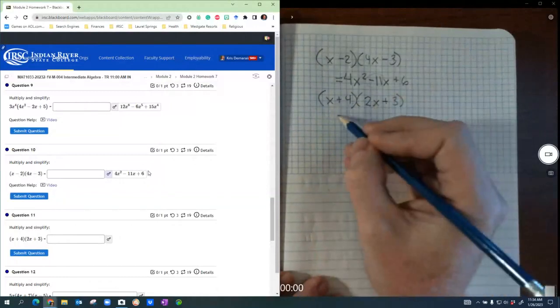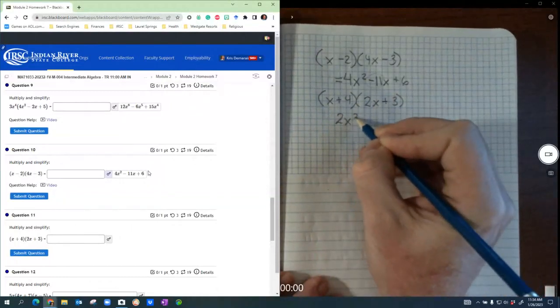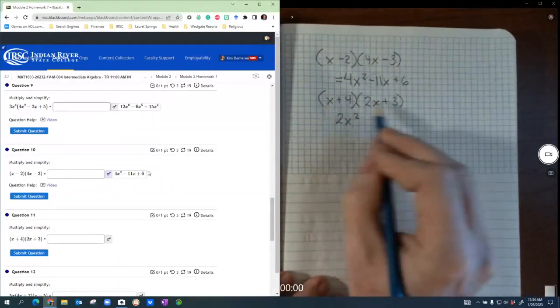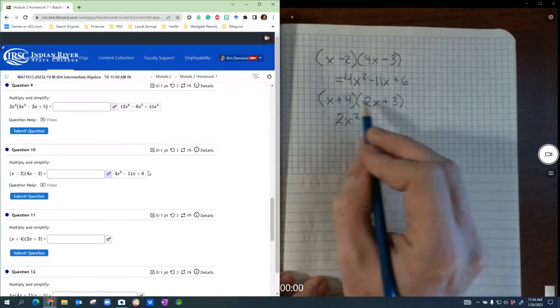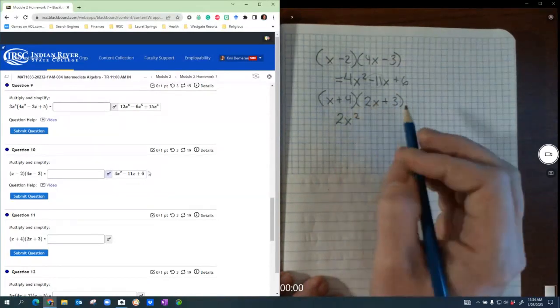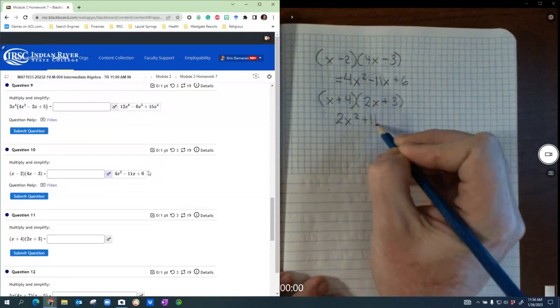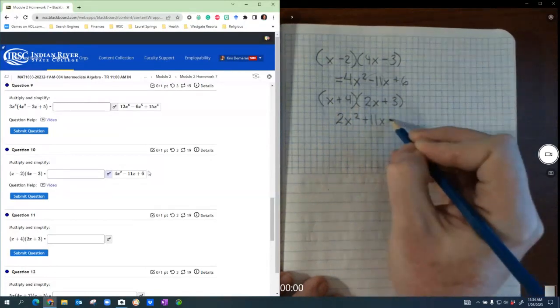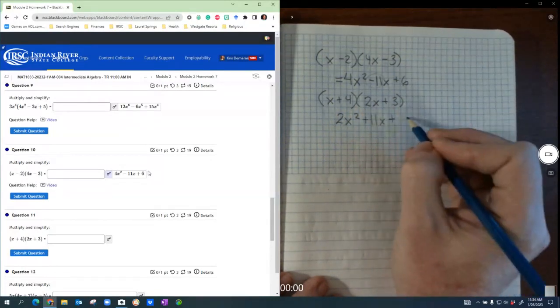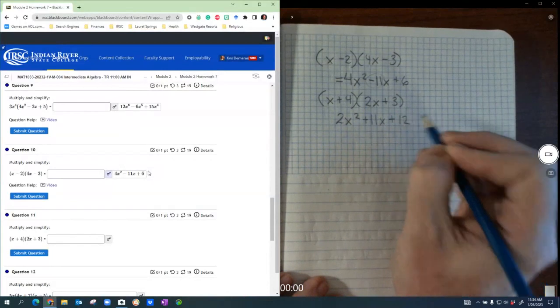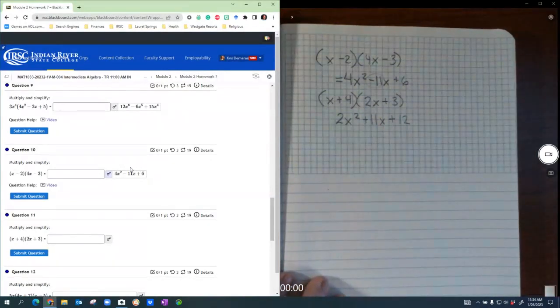x times 2x is going to give us 2x squared. And then x times 3x is 3x. And then you have 4 times 2 is 8. And then we're going to have 11 again, 11x. And then we're going to have 4 times 3 is 12. All right? And then you have that.